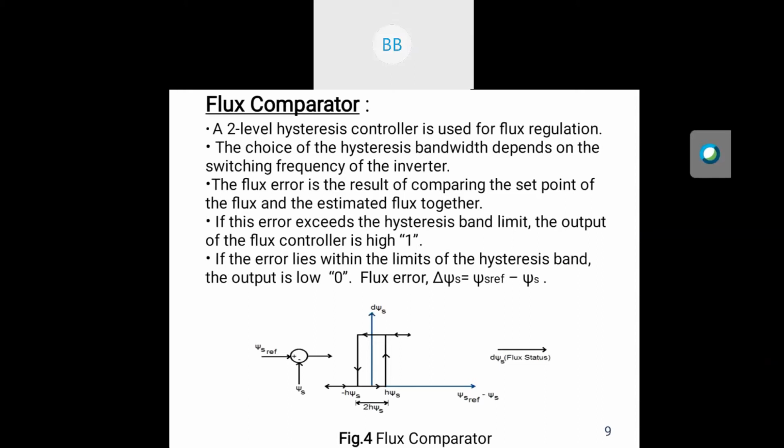The flux error is the difference between the reference flux and the estimated flux. The flux error del psi s is equal to psi reference minus psi estimated. If this error exceeds the hysteresis band limit, then the output of the flux controller is high, that is 1. If the error lies within the limits, between minus h psi s and plus h psi s, then the output is low, that means 0. High output means a flux increase is required, while low output means a flux decrease is required.